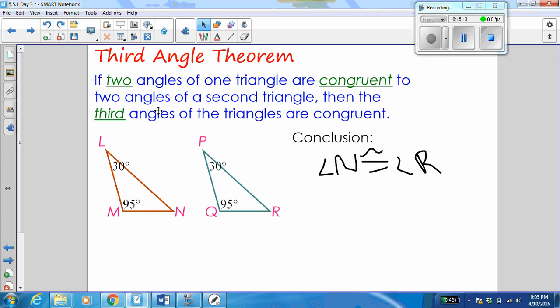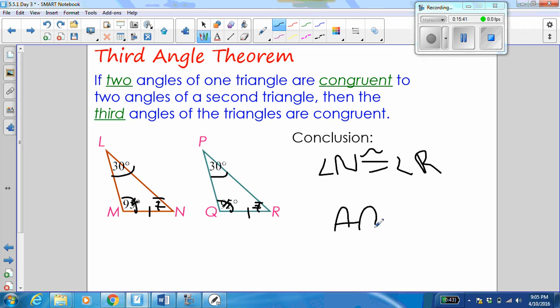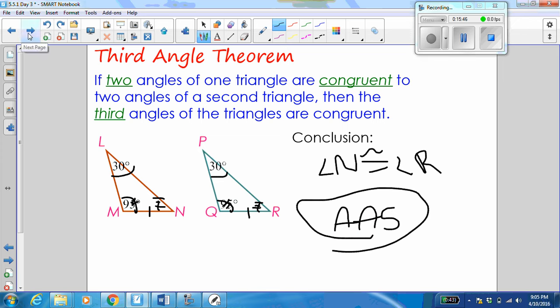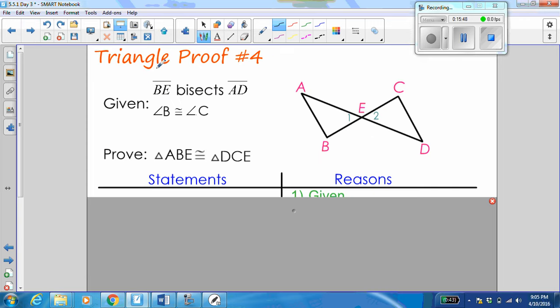So we're going to go ahead and use this because if we have, let's say, angle, angle, side, it turns out that really that's just angle, side, angle, because of this third angle theorem. So that lets us use angle, angle, side as another way to prove two triangles are congruent. So let's go ahead and use angle, angle, side.